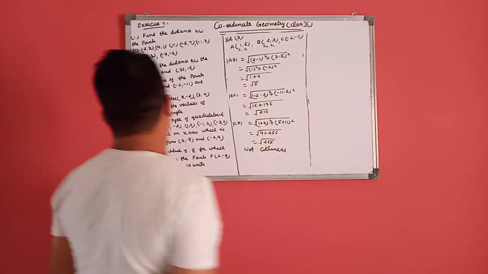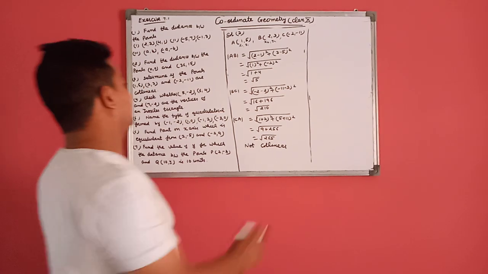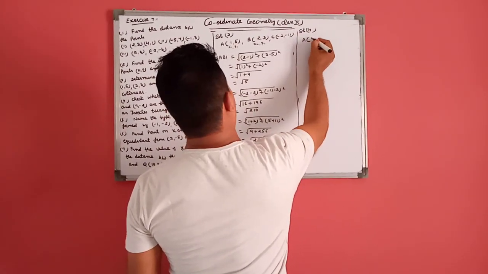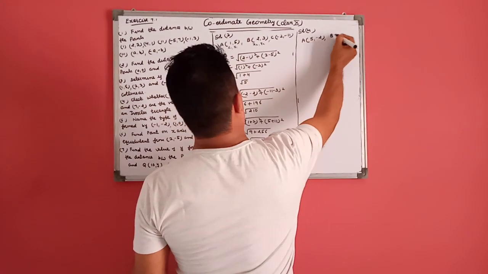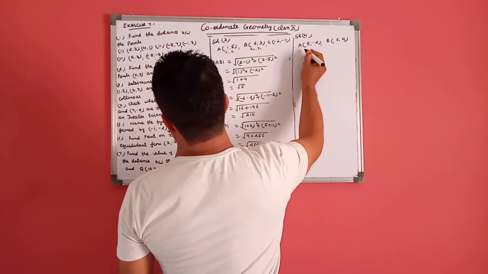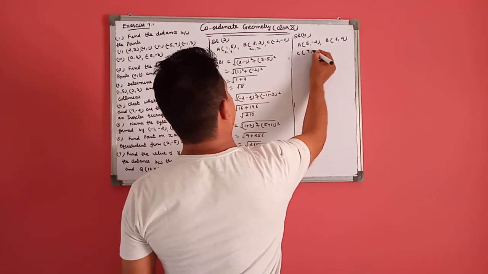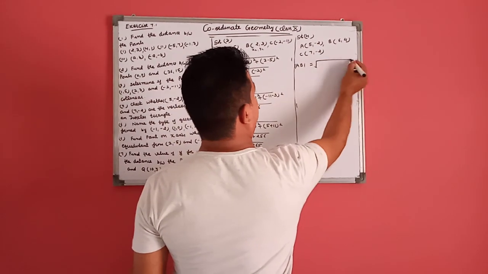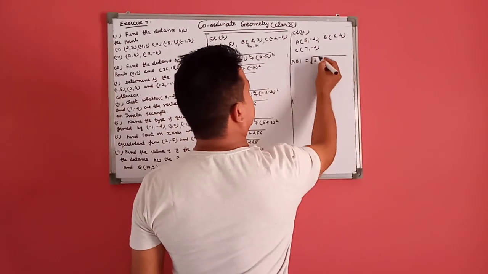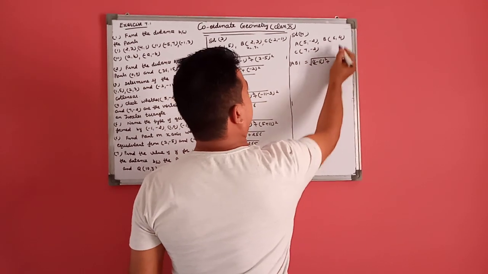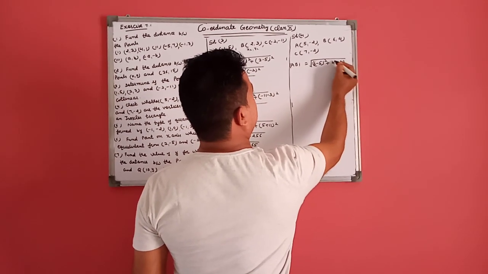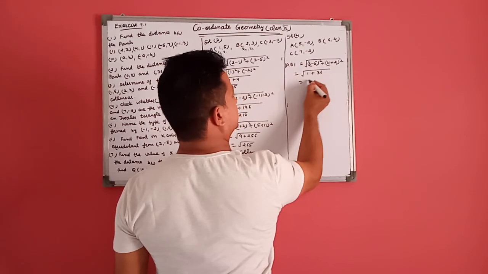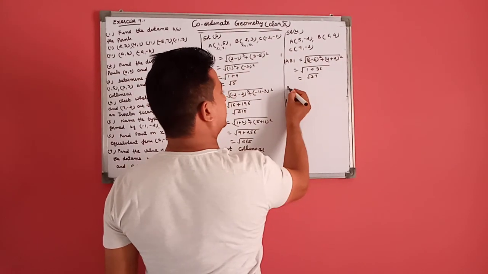In question number 4, check whether the points form an isosceles triangle. As we know, for an isosceles triangle, two sides of the triangle are always equal. So first we find the distance AB. This is (x2 minus x1) whole square plus (y2 minus y1) whole square. This is 1 plus 36, which means the square root of 37.